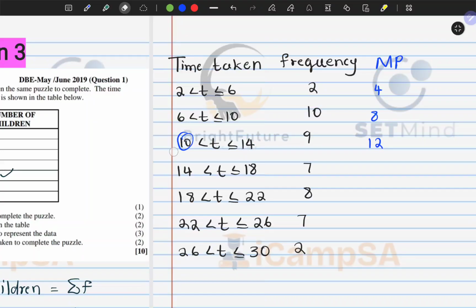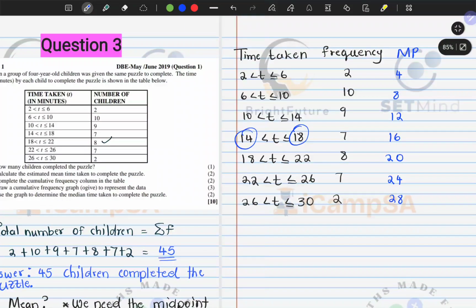Okay. And then you do 14 plus 18. That is going to be 32. You divide by 2, you get 16. And then you do 18 and 22, you get 40. You divide by 2, you get 20. So if you can look carefully, you are increasing in 4s. So expecting a 24 here and a 28. Let's double check. 30 plus 26 divided by 2, indeed you get 28.